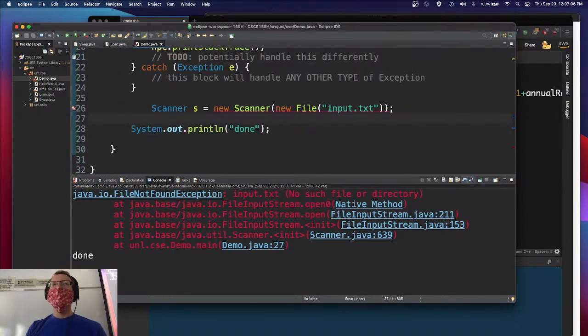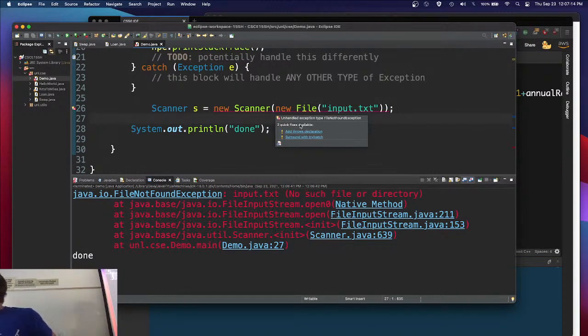I am forced to do something like that. You'll see here that I cannot compile without the error handling. It says unhandled exception, file not found exception. How can you reasonably recover from that? Make your own file, assume what the input is, right? It doesn't make any sense.